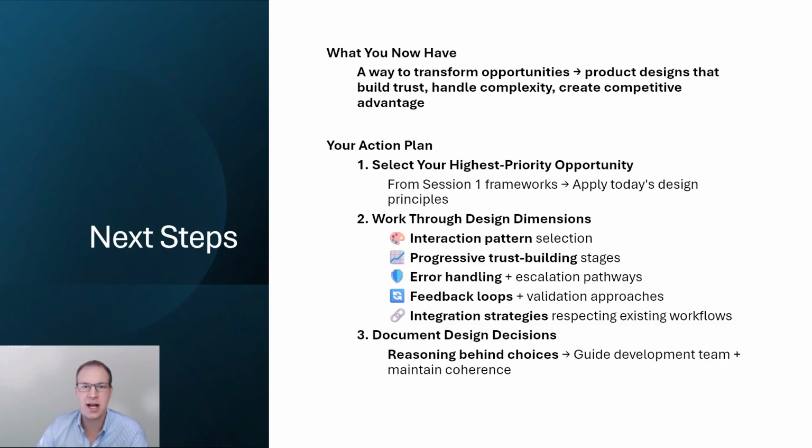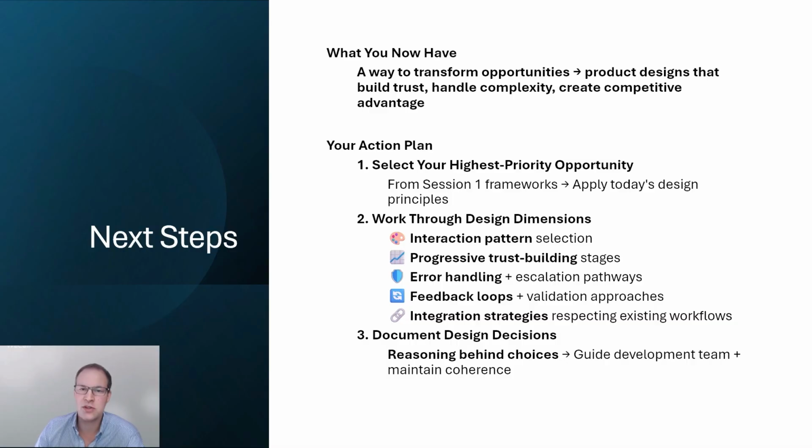Aspects that affect agent design. We looked at how you can create effective designs that build trust, handle complexity, and create sustainable competitive advantages. Your next step is applying these design principles to the specific opportunities you identified using the framework from our first session. Start by selecting your highest priority opportunity and work through each of the design dimensions we discussed today.